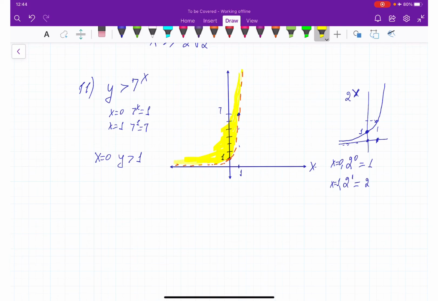Okay, and this is going to be our solution. Everything to the left from the graph is going to be our solution. Okay. There we go.